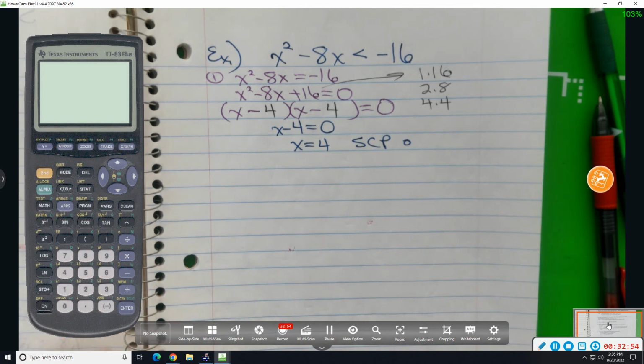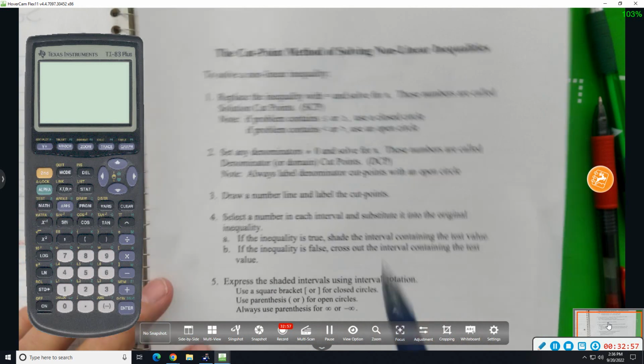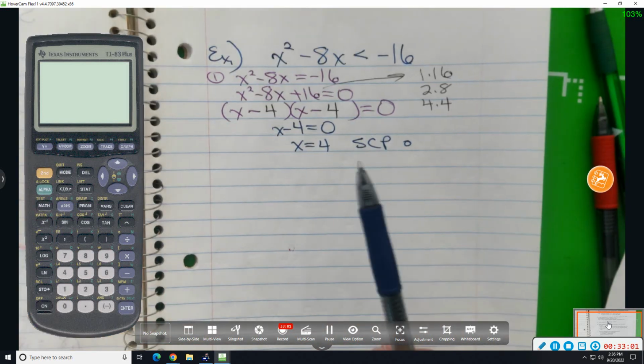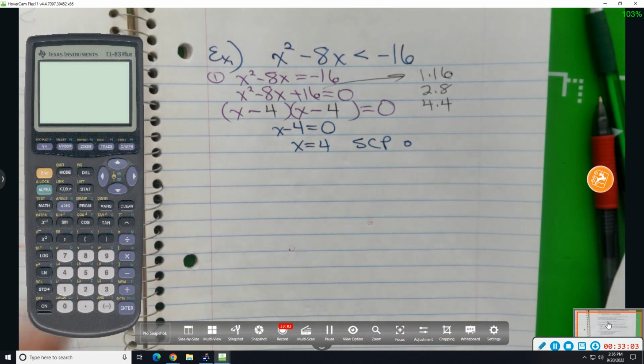Okay, second step. Set any denominators. No, oh, wait a minute. I'm not through with this part 1. I wanted to draw your attention to something. Well, I'm going to wait on that. Let's just go on with the rest of the problem.